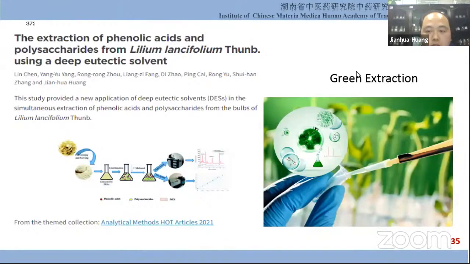Here, the advantage of the green deep eutectic solvent is, firstly, that it is a green solvent. It can be biodegraded, and it can also replace the usage of conventional organic solvents. So we say it is a green extracting method, and the extracting effect is much better than the conventional ones.